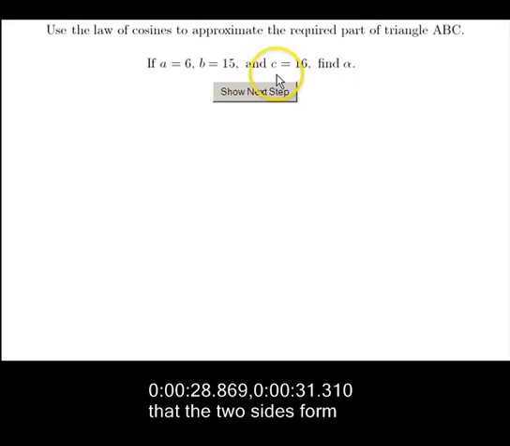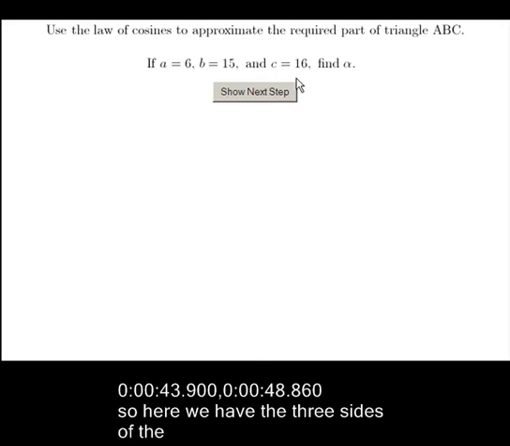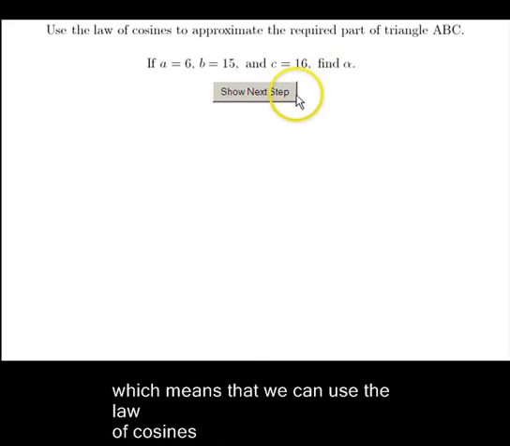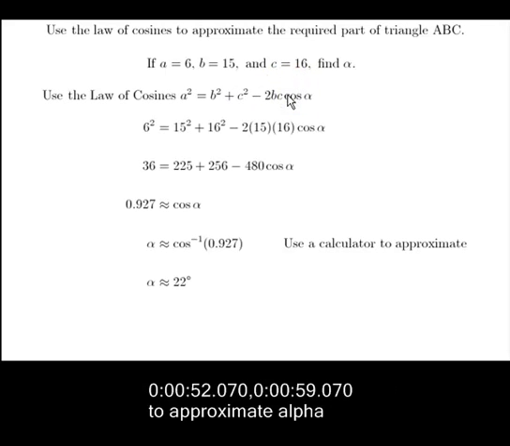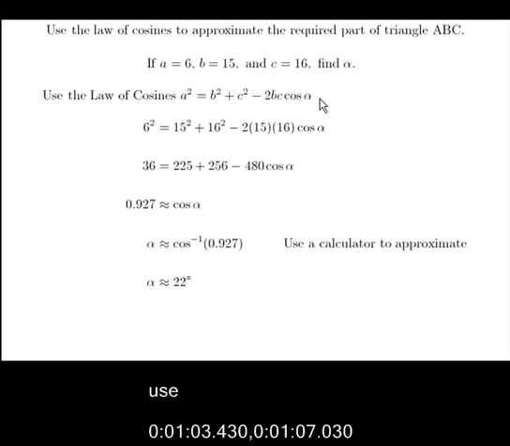Here we see that we are given A equals 6, B equals 15, and C equals 16. So here we have the 3 sides of the triangle, which means that we can use the law of cosines to approximate alpha. Here is the formula that we are going to use.